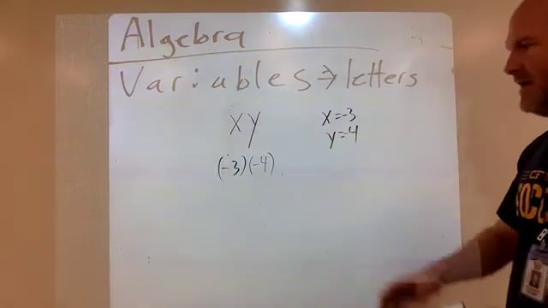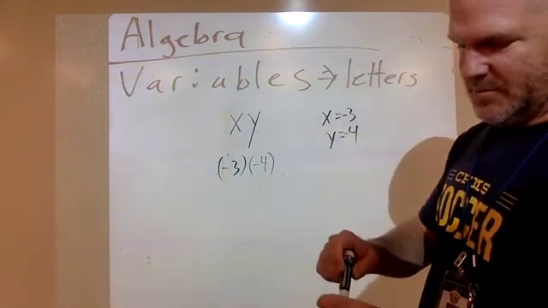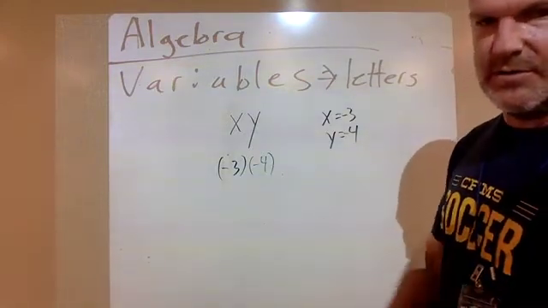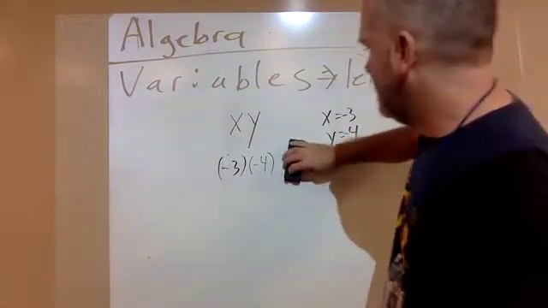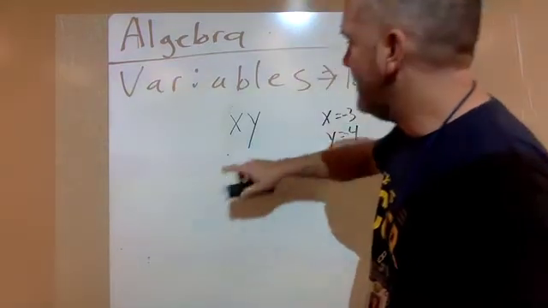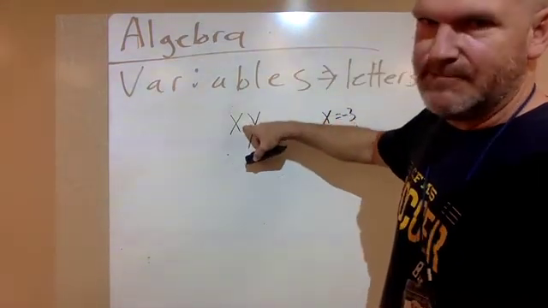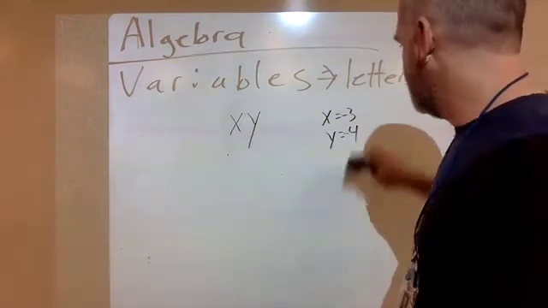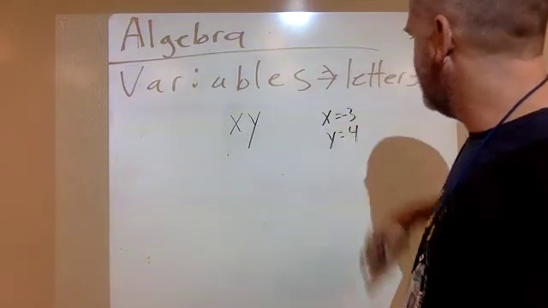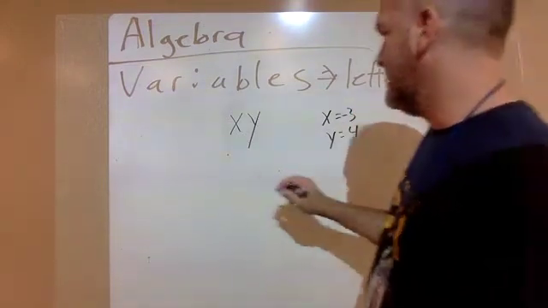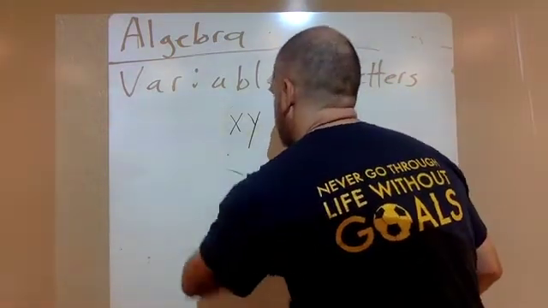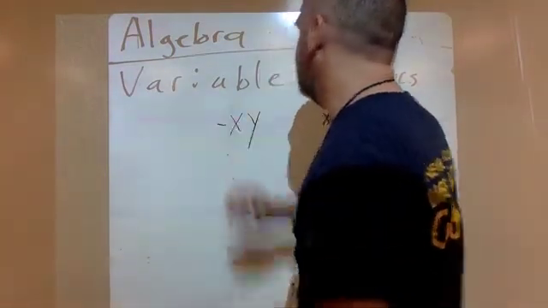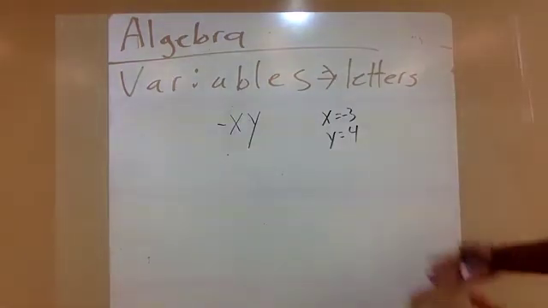Okay, if that wasn't confusing enough, hopefully it wasn't too confusing. Hopefully you're with me and you're understanding this. Now it's about to get a little confusing. You could make these variables negative. So let's leave it at negative 3 and 4. And let's say this is negative xy.